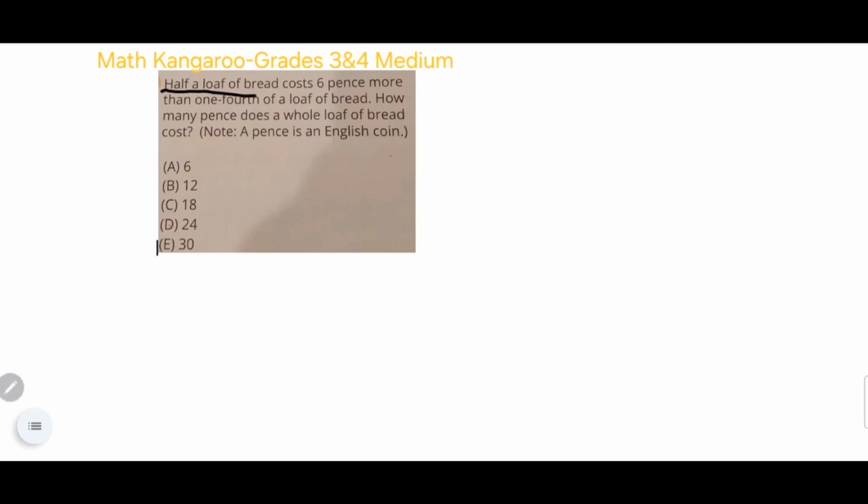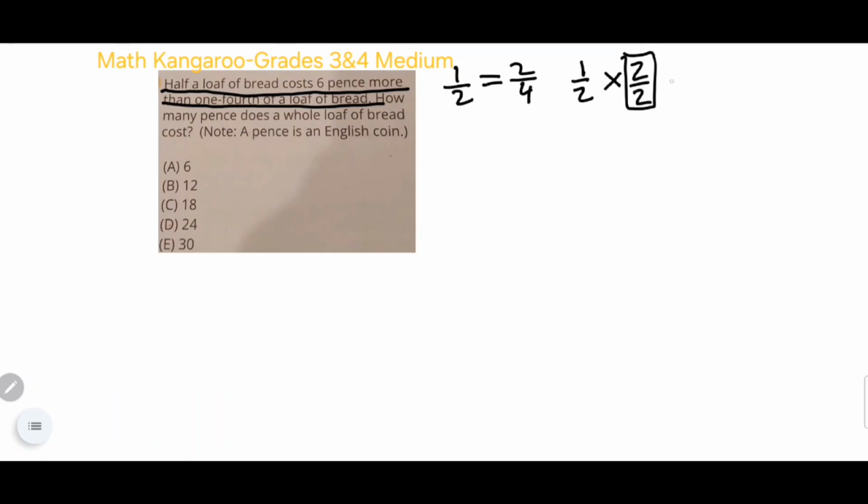So, it says half a loaf of bread costs 6 pence more than 1/4 of a loaf of bread. 1/2 is the same as 2/4 because 1/2 times 2 over 2, or 1, equals 1 times 2 over 2 times 2. 1 times 2 is 2. 2 times 2 is 4. So, 1/2 equals 2/4.